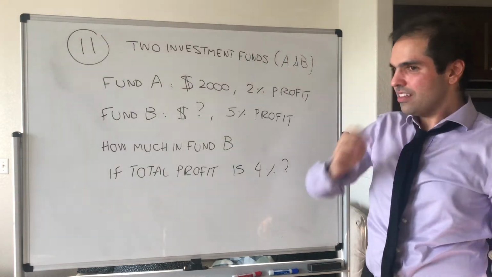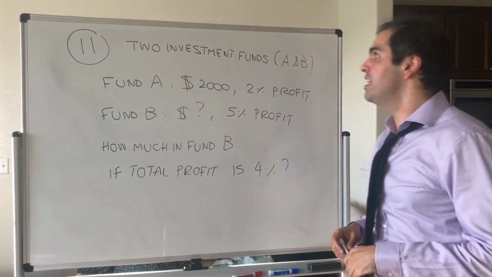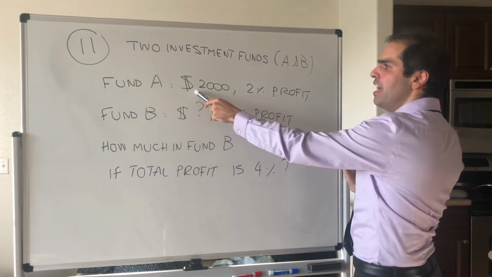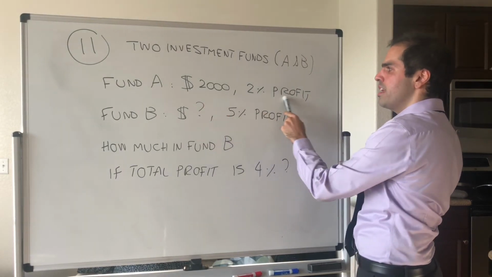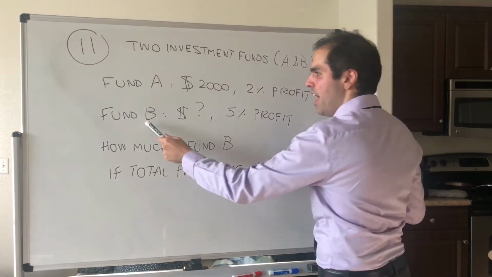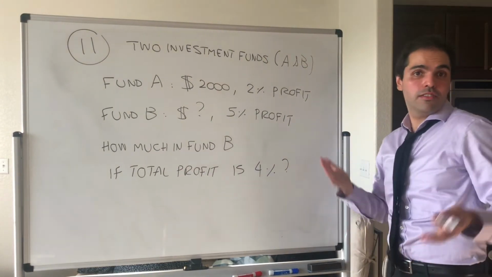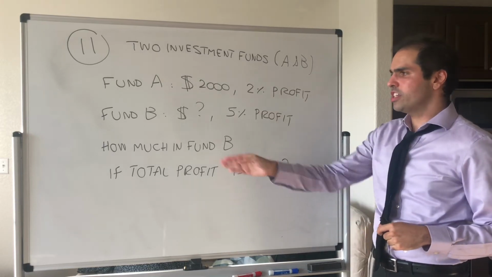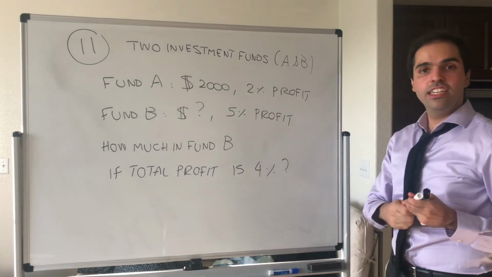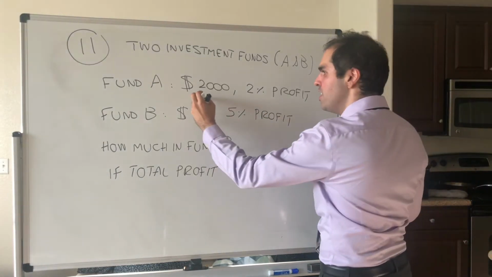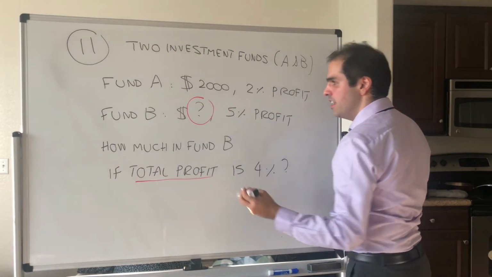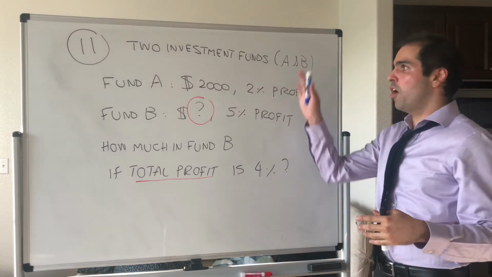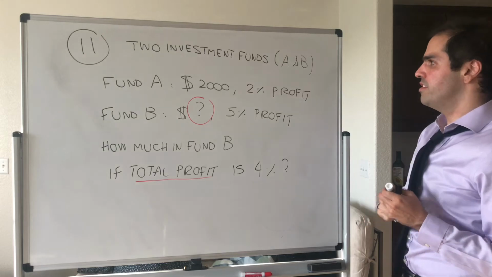So this time Tony is investing money into 2 investment funds, A and B, and in fund A, he's investing $2,000 and gets a 2% profit. And in fund B, he invests some amount of money and gets a 5% profit. And the question is, how much exactly did he put in fund B if we know that the total profit is 4%? So again, just like usual word problems, you just parse through every sentence.